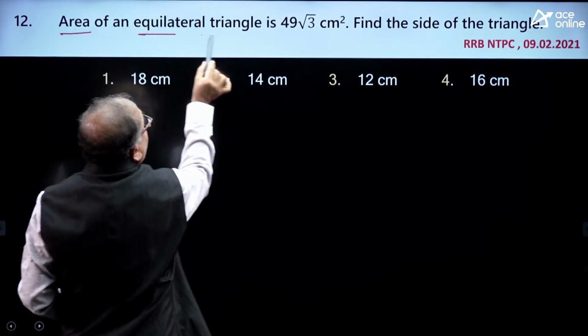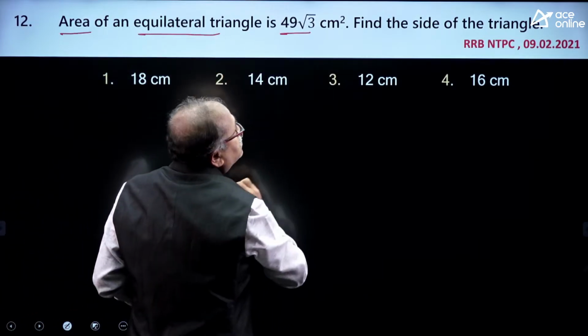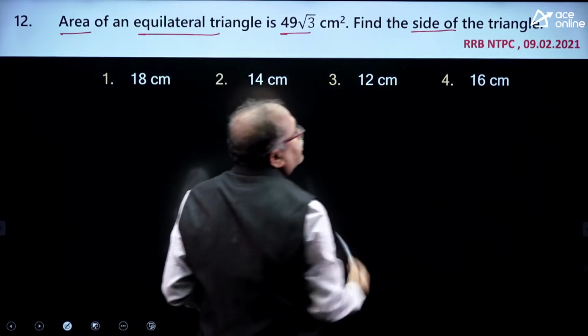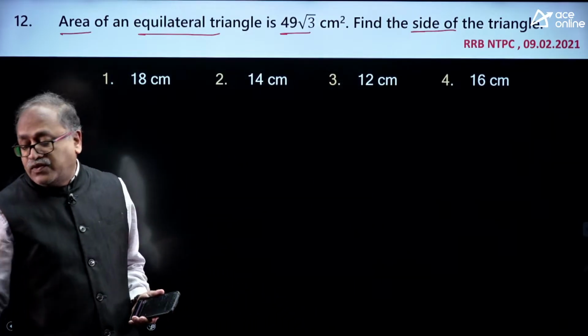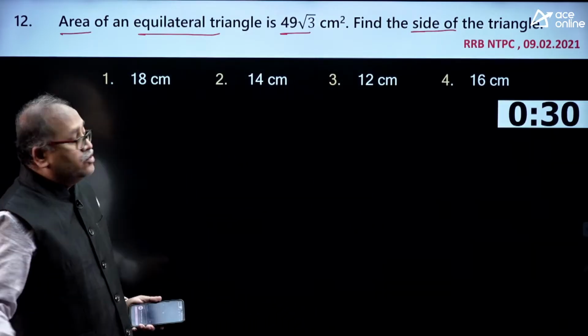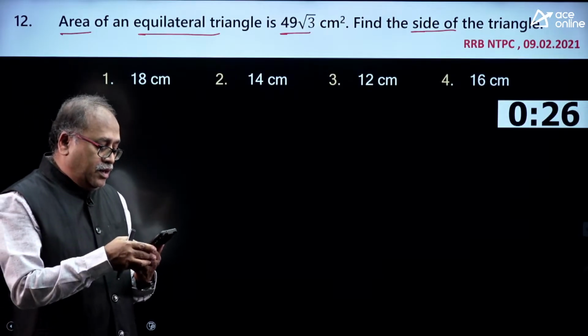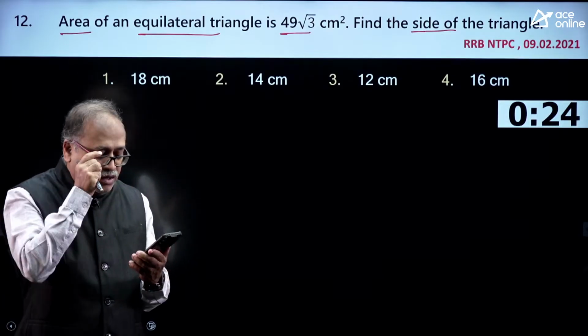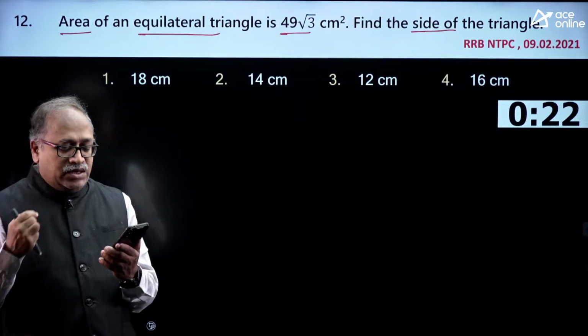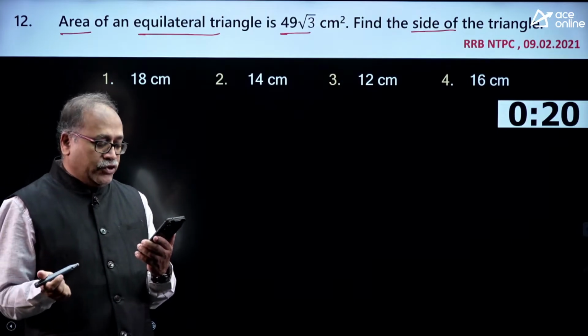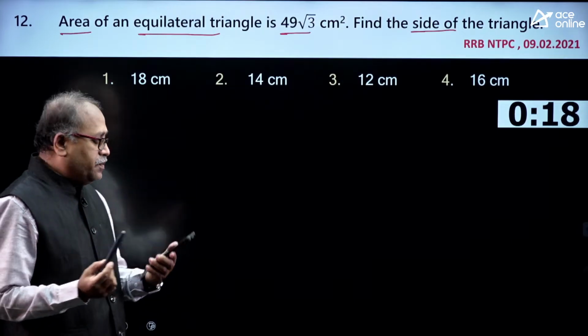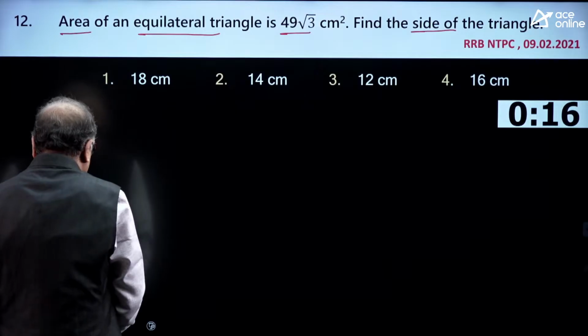The area of an equilateral triangle is given to us. Find the side of the triangle. Find out the side of the triangle. You don't need any clue. The kind of speed you are following, you have already answered it. It's 14. It's 14. Let me see the other people who are on the board.